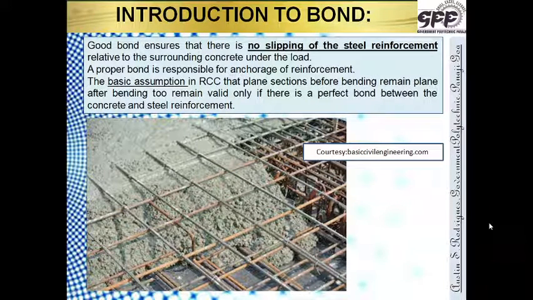Now good bond ensures that there is no slipping of steel, that is steel reinforcement, with respect to the surrounding concrete under the load. Now why is this important? This is important because we don't want the bars to slip. The bars have been embedded in concrete.